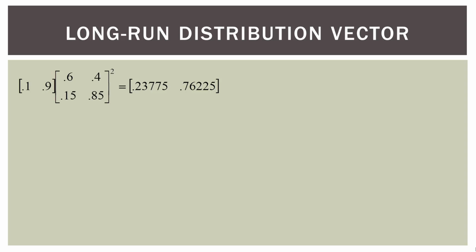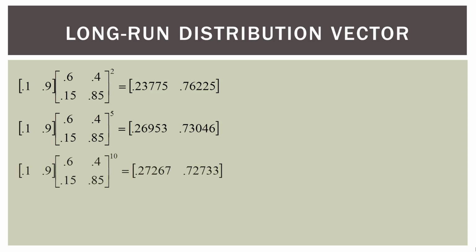Now let's change the value for m. Now this is 5 years into the future. So now our probabilities are 0.26953 and 0.73046. And again, that's high-low. It always goes in the order high-low. Now let's do 10 years into the future. Now our probabilities are 0.27267 and 0.72733. How about 20 years into the future?